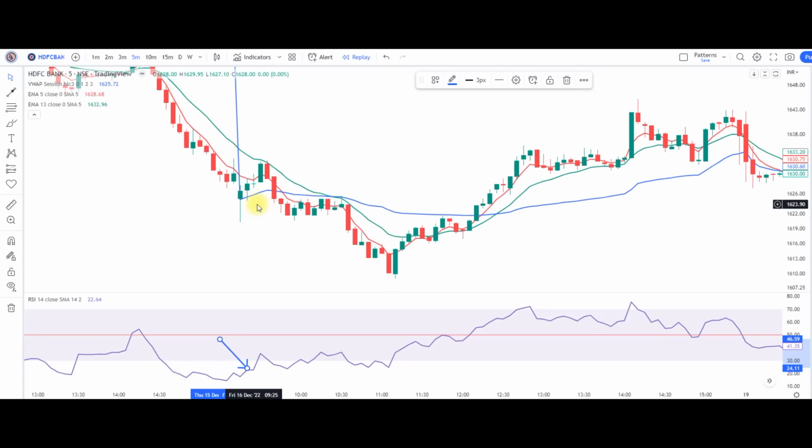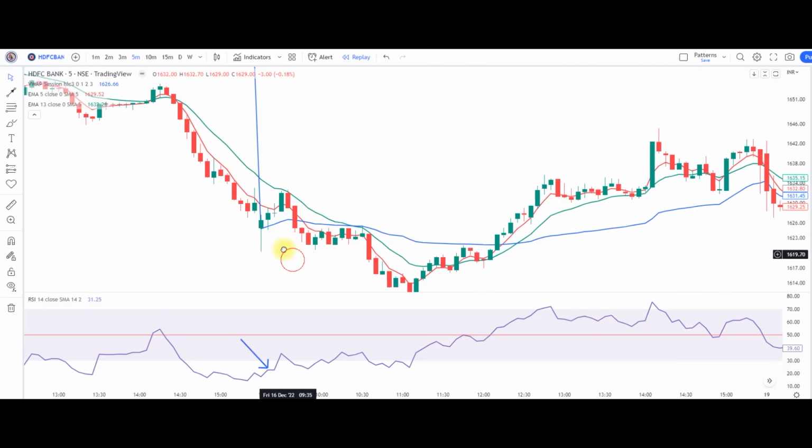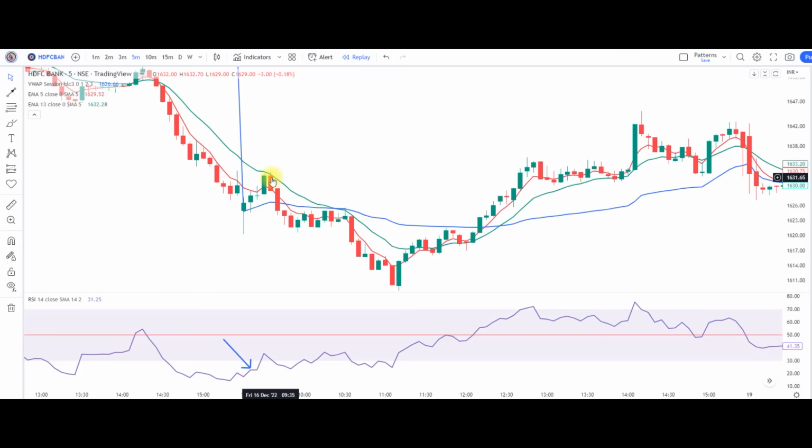We have to look for the short opportunity because we got the bearish crossover here, and also we can see here this red candle got the rejection from the 13 EMA. But we will not enter into the short trade after this red candle. We will go for a short trade below this red candle.